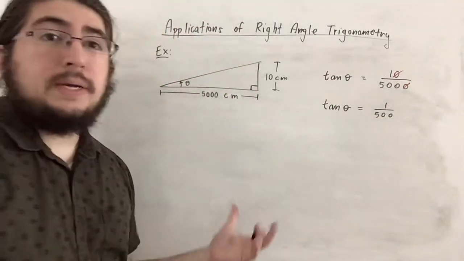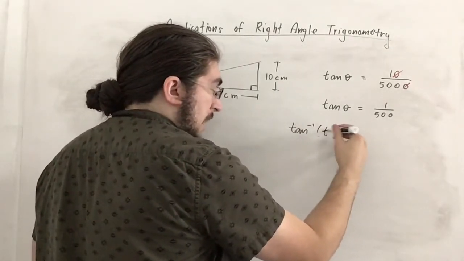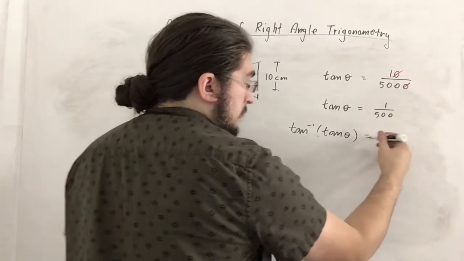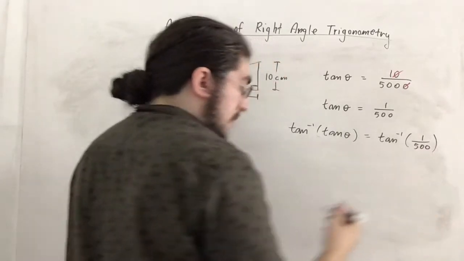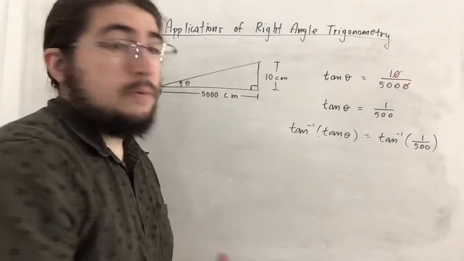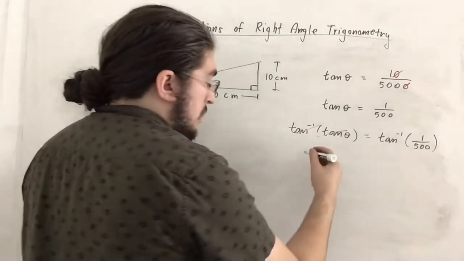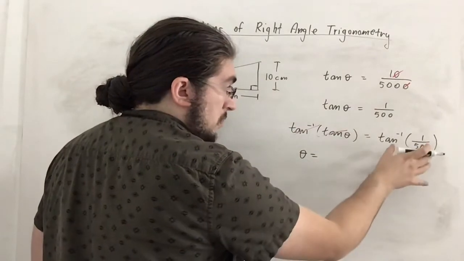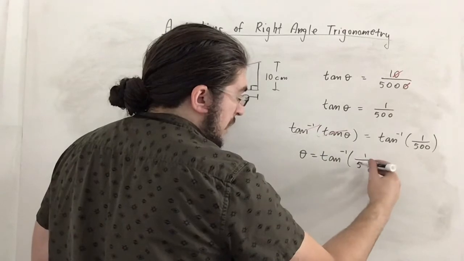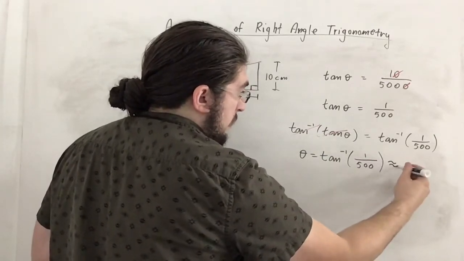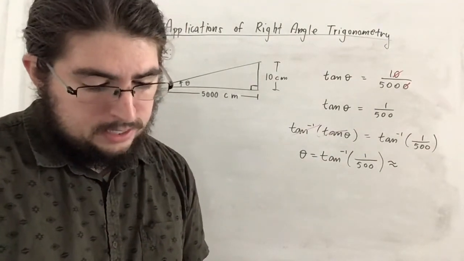So really we have tangent of theta is equal to 1 over 500, and now we're going to find theta by taking tangent inverse of both sides. Taking tangent inverse of both sides cancels the tangent we have here, and it just gives us the angle theta. So now we have our angle theta is equal to tangent inverse of 1 over 500. By the way, I'm expecting this to be a really, really small angle. It's going to be in degrees so long as our calculator is in degrees. So let's see if I can do this real quick.